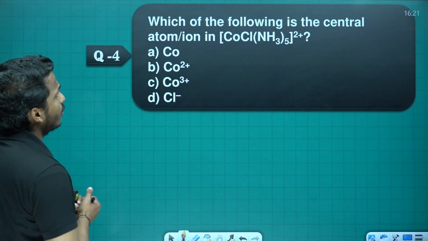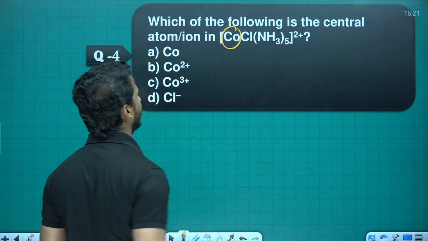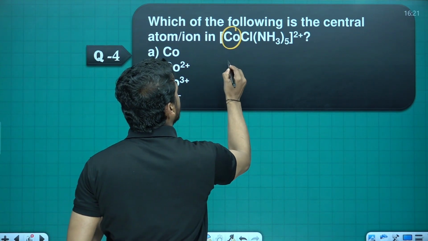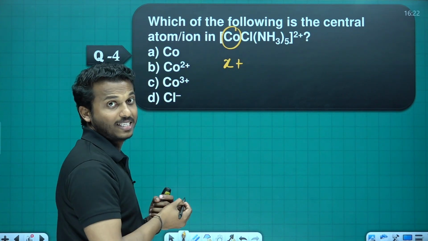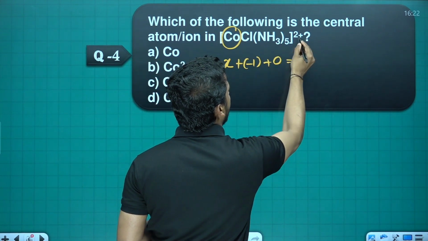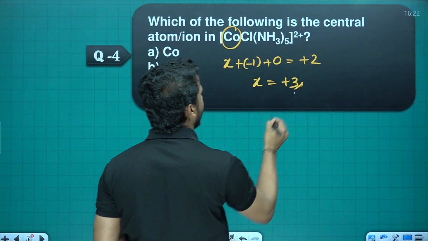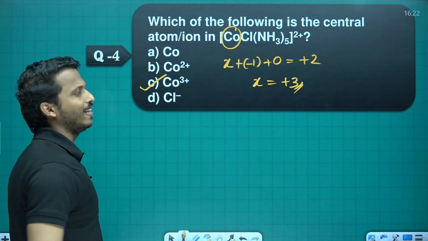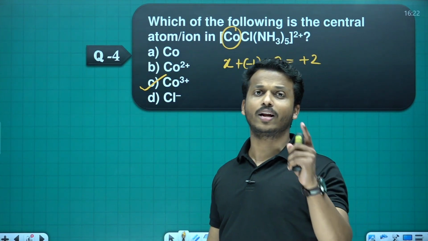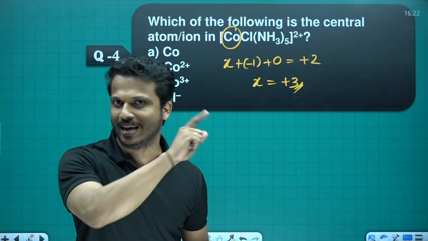Next one, which of the following is the central atom ion in this complex? Which is the central atom here? Cobalt. But what is the oxidation state that we have to know? We don't know the cobalt oxidation state. Let us take it as X. Chlorine charge is -1. Amine is a neutral ligand. Overall charge is +2. So we will get X is equal to +3. Yes, cobalt is in the 3 plus state in this one. I hope you all, my dear students, know how to calculate the oxidation state of the metal. What are the charges of each and every ligand, correct?